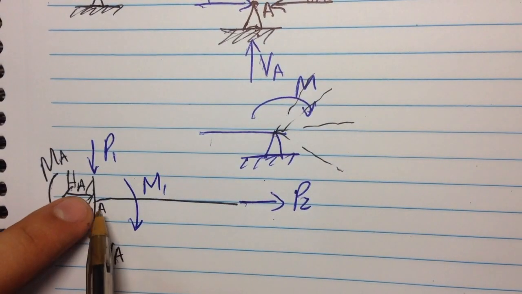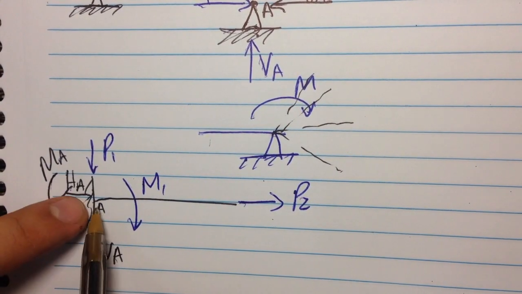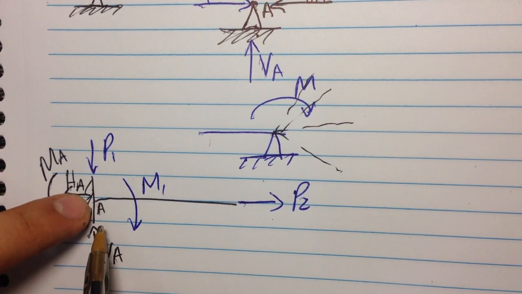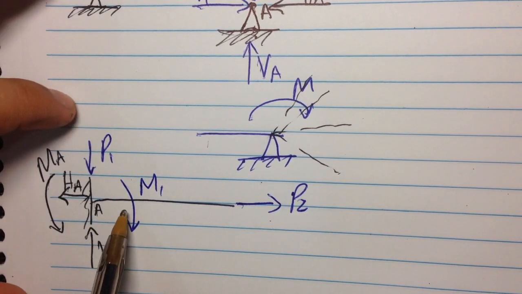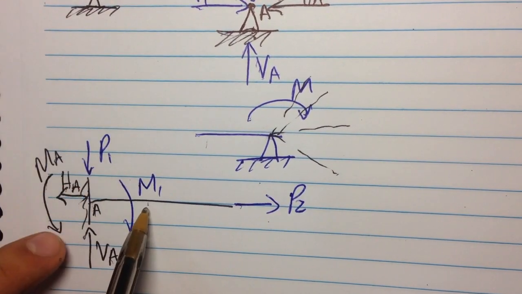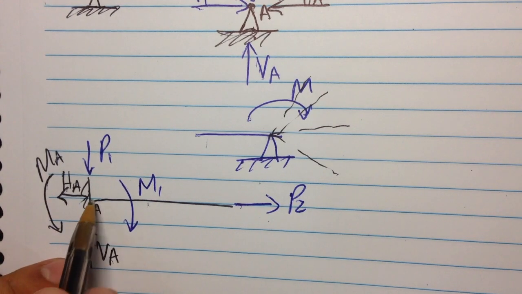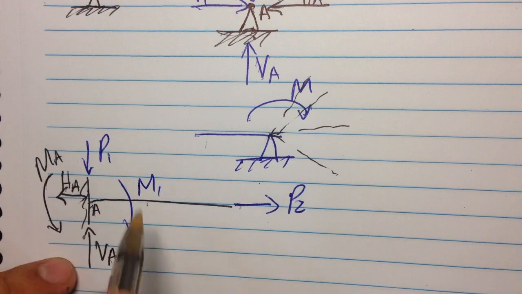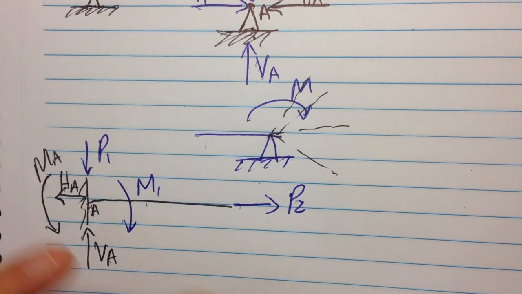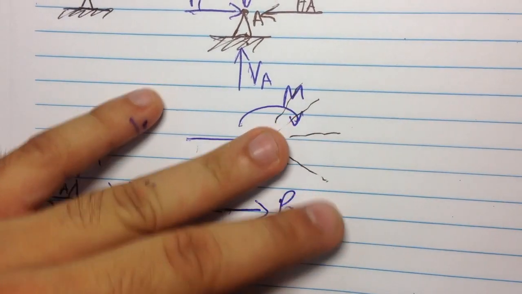MA. What I'm trying to say is that this point here is restrained in three ways. It's not going to move up and down, it's not going to move sideways, and it's not going to rotate. The bar that is attached to this point is not going to rotate in an anti-clockwise or clockwise direction. It's not going to move in any way.